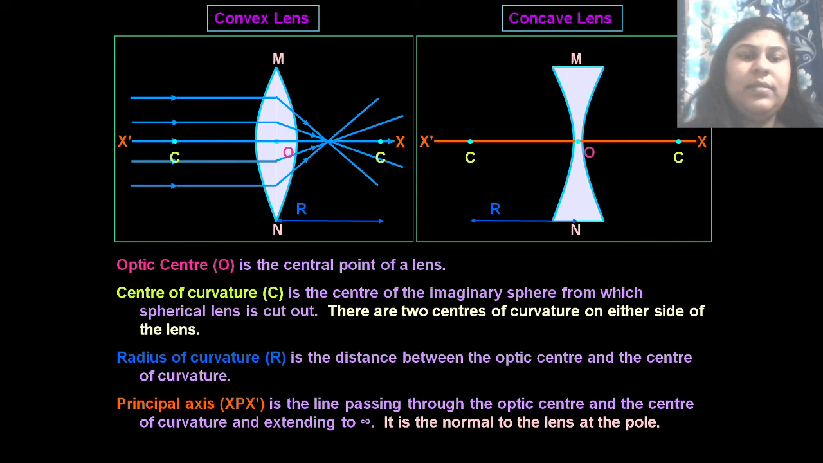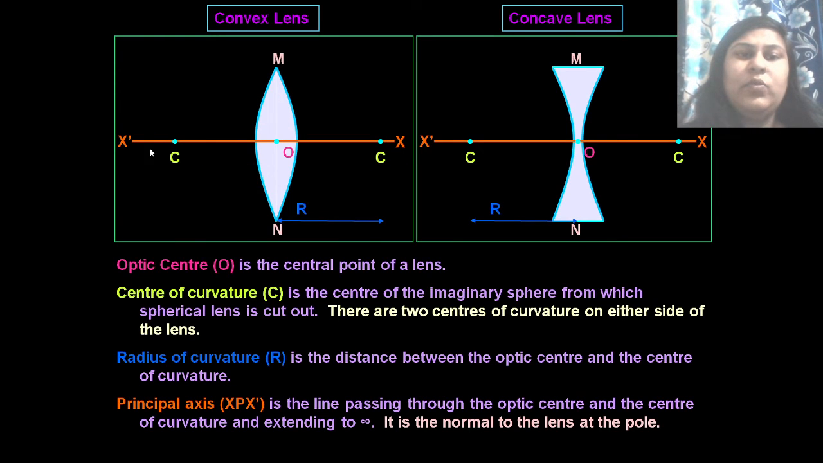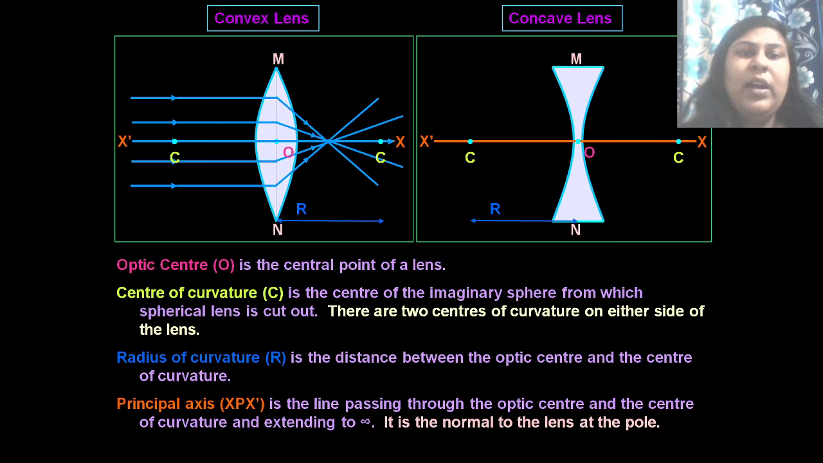Principal axis, similarly. What is the principal axis? The line joining the center of curvature and the optical center is known as the principal axis. Now when the light rays are coming parallel to the principal axis, they all meet at a point that is known as the F2. We already discussed it: F2, and this is the focus F1 and focus F2.